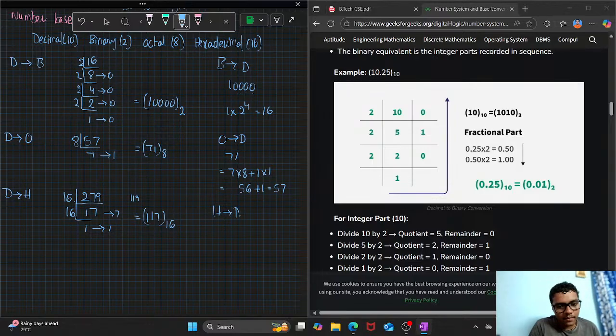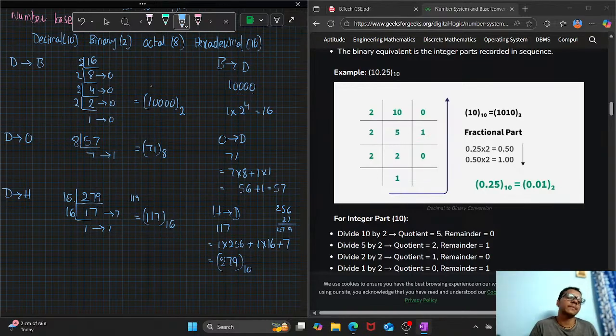And hexadecimal to decimal, let's do it. 117, that is 1 into 256 plus 1 into 16 plus 7. 16 plus 7 is 23. 256 plus 23 is 279. So this is how you convert decimal number system to any number system and any number system to decimal number system. And then we get the octal and hexadecimal interconversions.